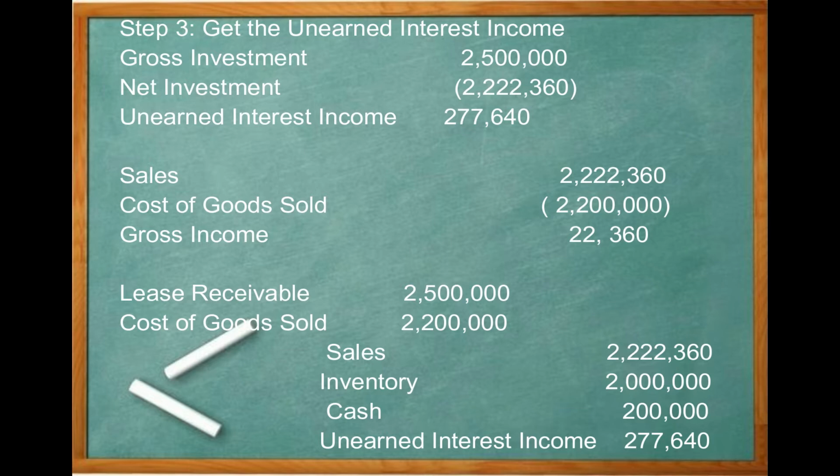Debit lease receivable na 2,500,000 dahil makakatanggap tayo ng 2,500,000, and then debit cost of goods sold na 2,200,000. Credit sales, 2,222,360. Credit inventory na 2 million, credit cash na 200,000, and unearned interest income na 277,640. Yung 200,000 natin ay ang ating initial direct cost.